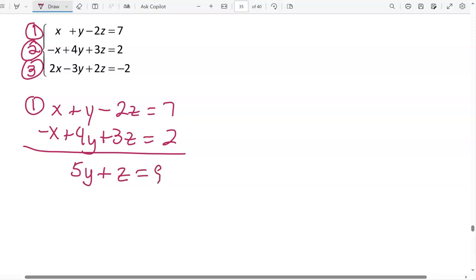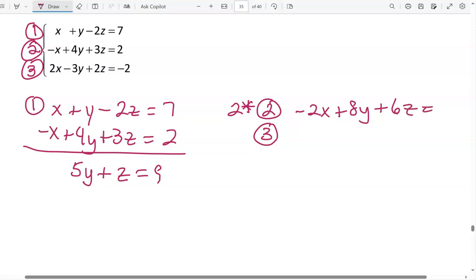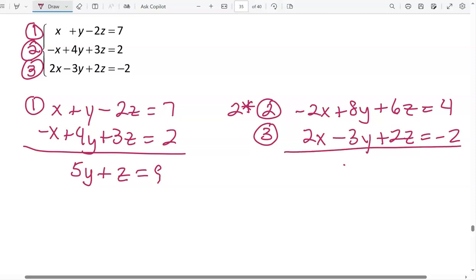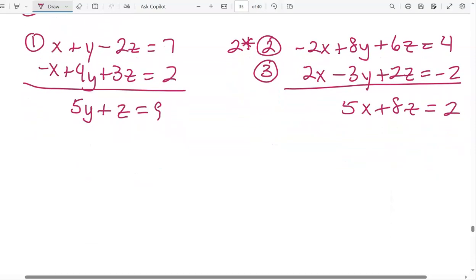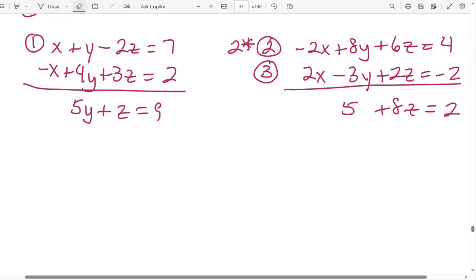And now I'm going to use equations 2 and 3 and eliminate the exact same variable. So I'm going to take equation 2 and multiply it by 2. So 2 times equation 2 is negative 2x plus 8y plus 6z is equal to 4. And equation 3 as is, 2x minus 3y plus 2z is equal to negative 2. Adding those together, we get 5x plus 8z is equal to 2. I'm sorry, that's 5y plus 8z is equal to 2.